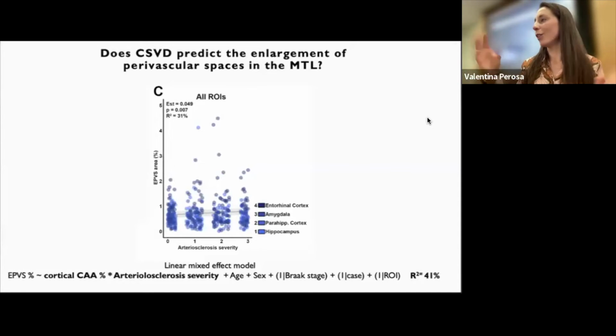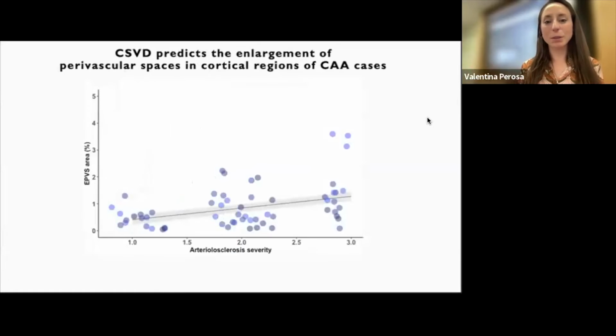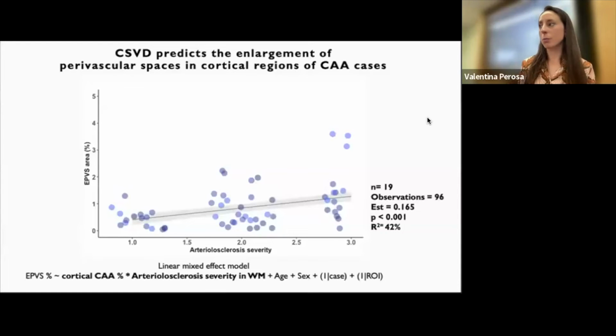This is, of course, all possibilities of what we can do with this pathological data, and it all needs to be better investigated, maybe in vivo in mice or in other ways, but this is what we can see here. And what is also interesting is that we found exactly the same result in a completely different cohort and in cortical regions of the brain, and not only in the medial temporal lobe. So this was actually a cohort of CAA patients.